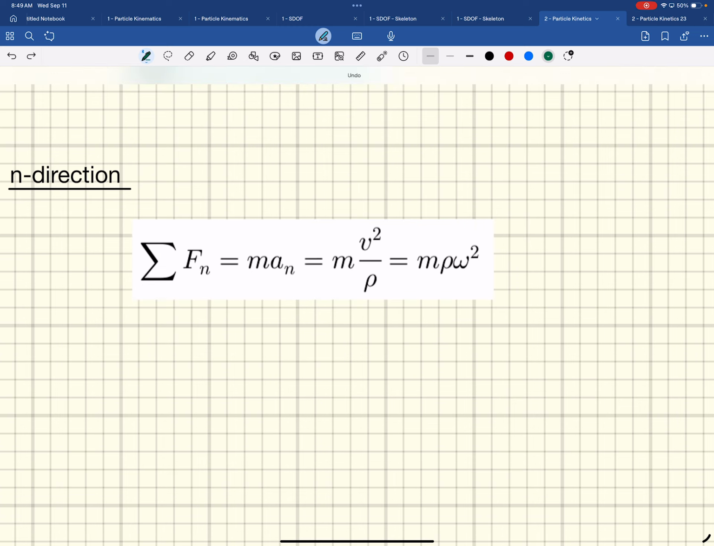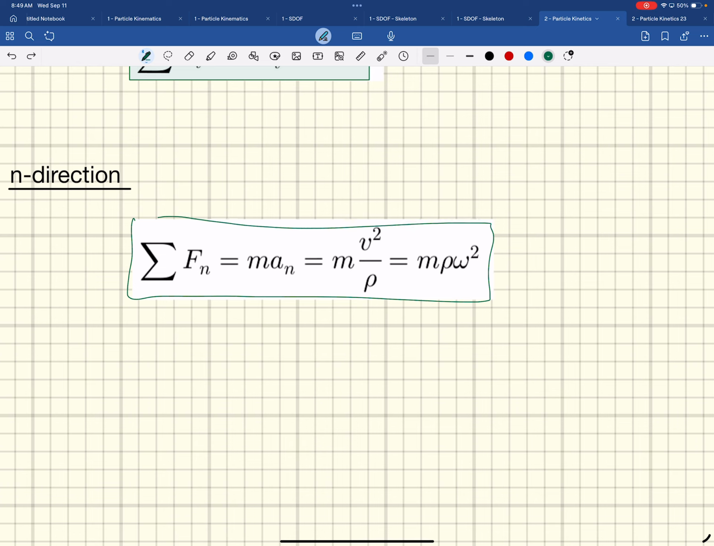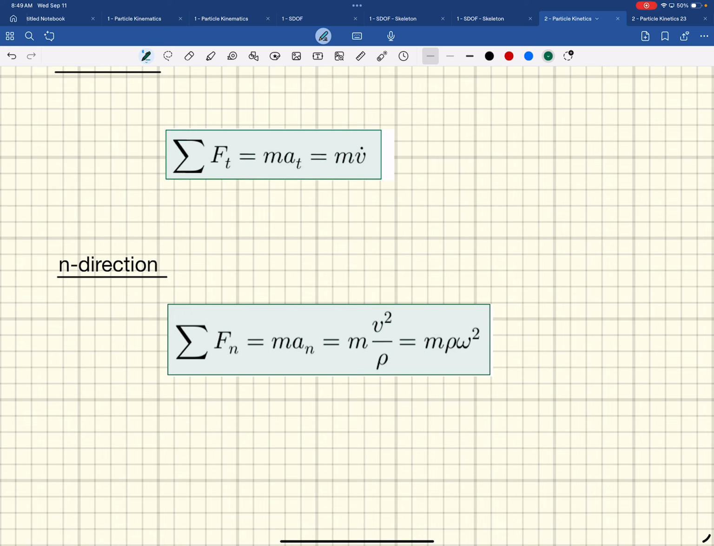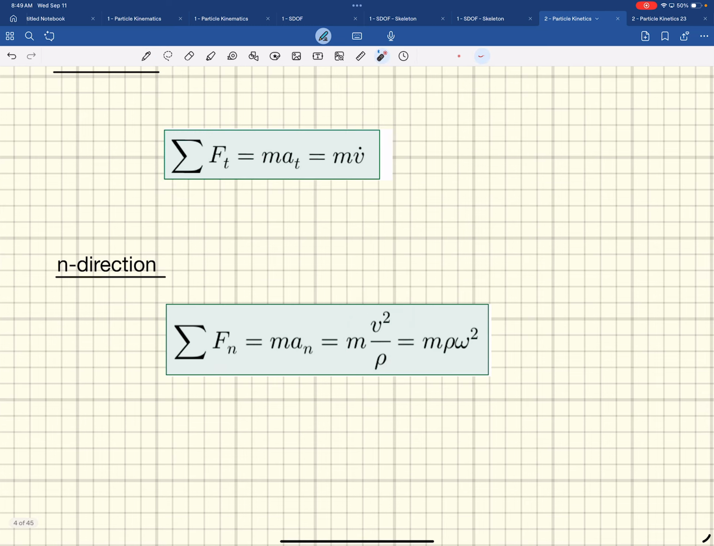And it just so happens that the acceleration takes one of those forms. It's either v squared over rho, or it's rho omega squared, just depending on which coordinate system you're using. So everything stays the same as we just did in Cartesian coordinates. It's just when we set it equal to mass times acceleration, those accelerations in those different directions are slightly different. My acceleration in the N direction is going to be a function of the velocity along the tangent. So it just gets a little more commingled, a little more difficult.